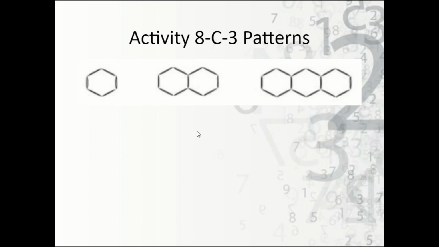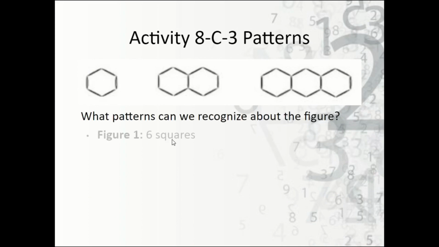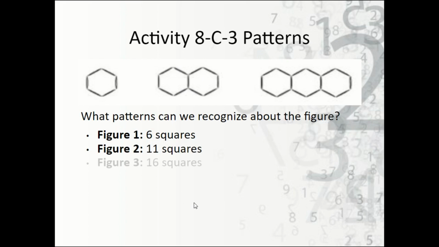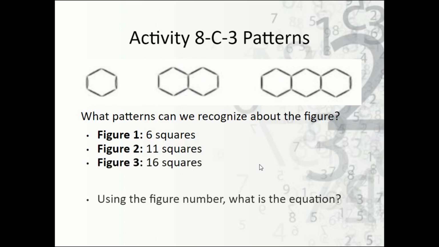Now on this one, you can see that we have some hexagons. So here in the first one, we have 1, 2, 3, 4, 5, 6 sides. Then when we add 1 to it, we now have 11 sides because this one is shared. Then we do it again, and we have 16 sides. So what's the pattern we recognize here?